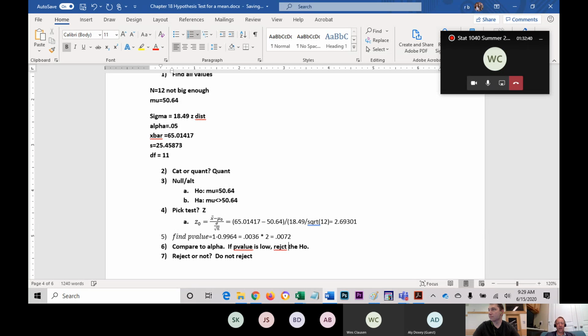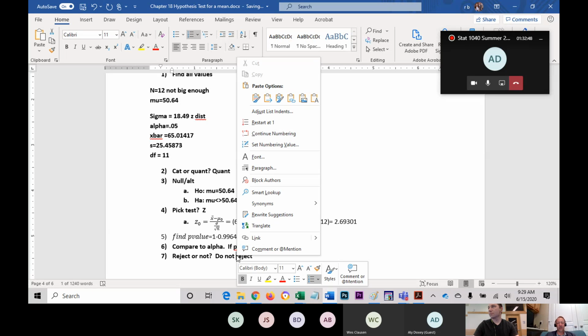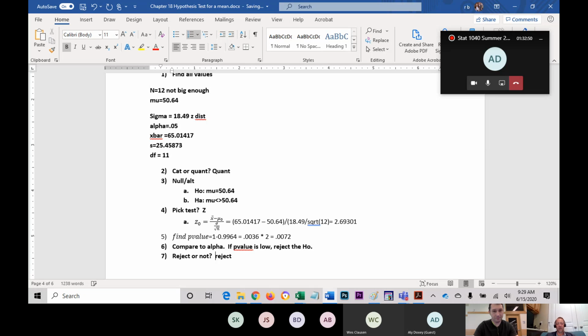So, Allie, is my p-value low? Yes, it is low. So therefore, I would reject the null. Okay? Is that going to help you remember the phrase that pays? Yes, now I will. All right, so now we've rejected the null.